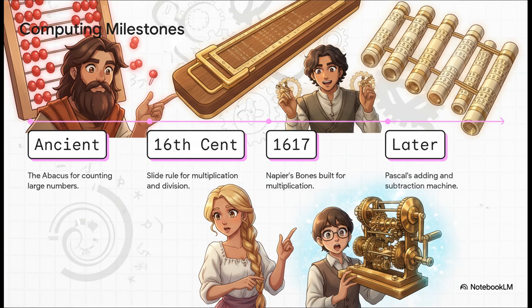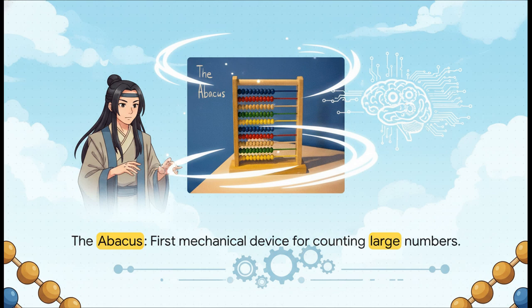Every single one of these represents a monumental leap in offloading the heavy lifting of calculation from our brains onto physical tools. So this is our starting point, the abacus. It actually holds the title as the very first mechanical calculating device, specifically designed for counting really large numbers. And it's elegantly simple, right?